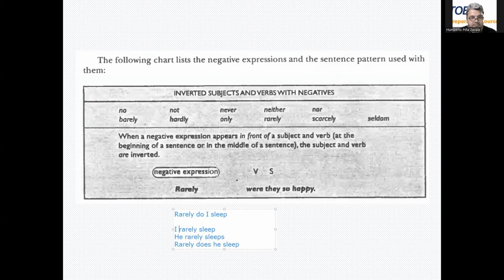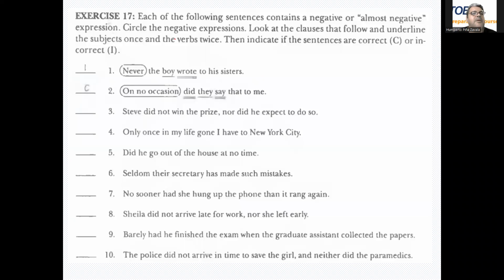So that's how it works. I hope this helps you with your classes. Now let's move on to the practice. Exercise 17: each of the following sentences contains a negative or alternative expression. We're going to circle the negative expression, look at the clause that follows, underline the subjects once and the verbs twice, and then indicate whether the sentence is correct or incorrect. Number one is never, right? That's a negative expression.